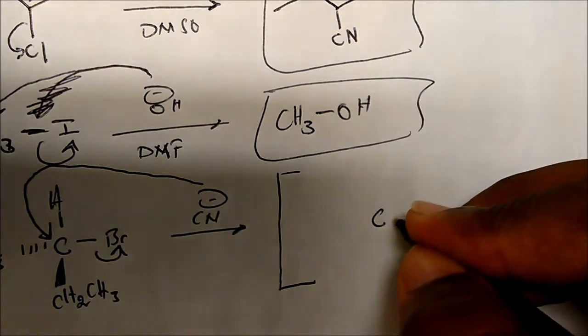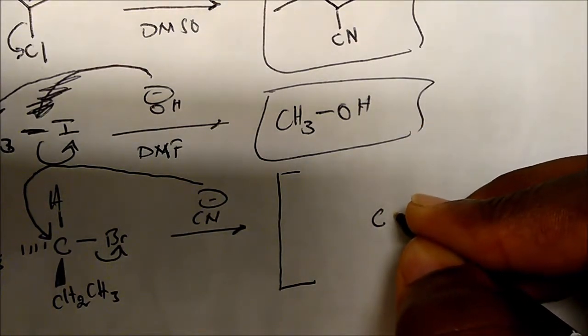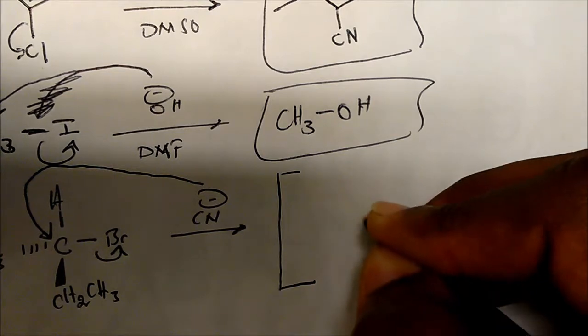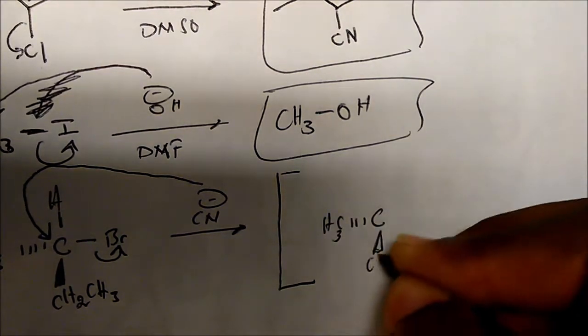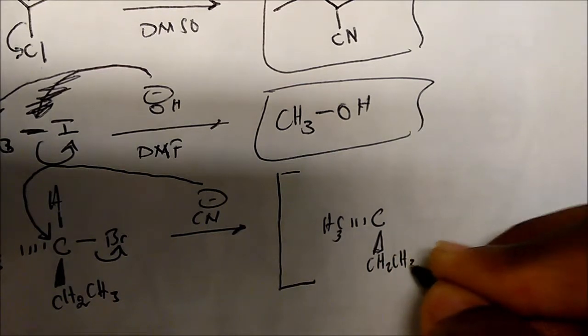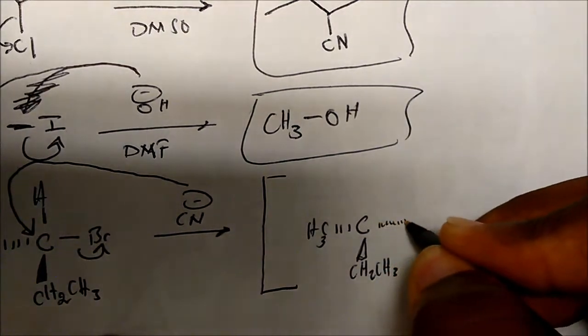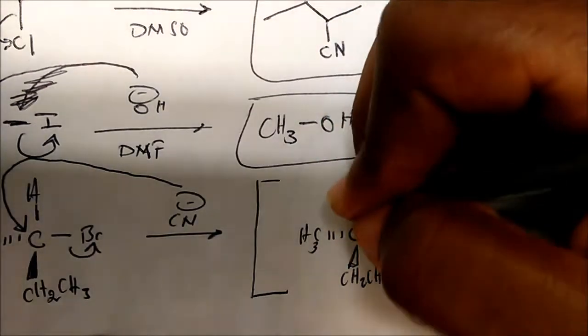Right, the intermediate looks something like this. Looks as if, all right, we have a CH3 and an H here. We have a CH2CH3. The intermediate looks something like this.